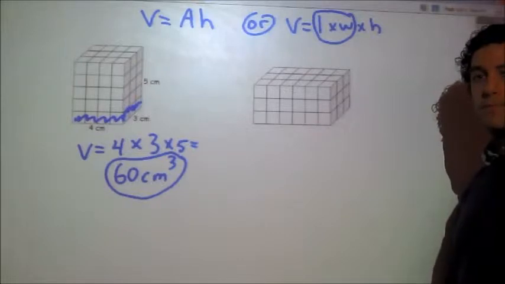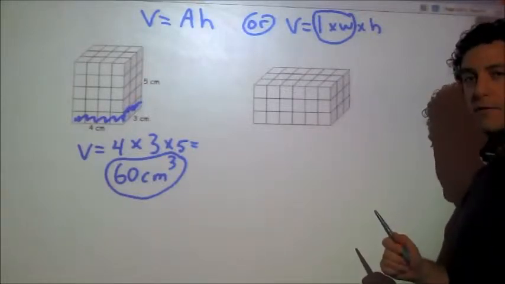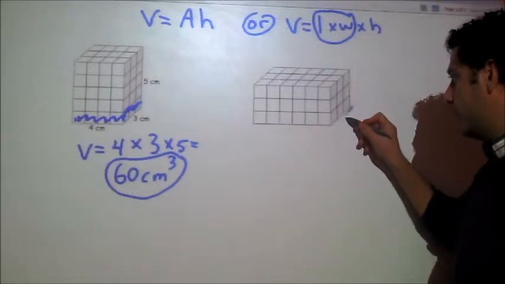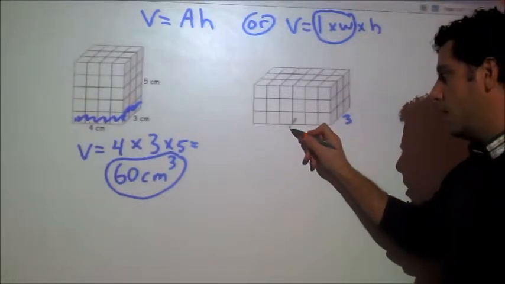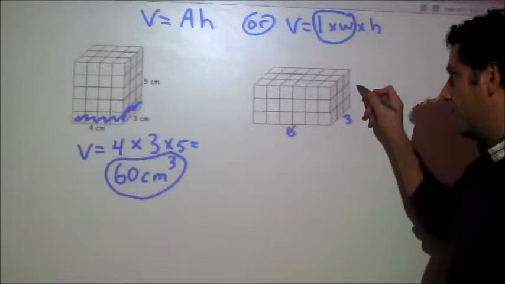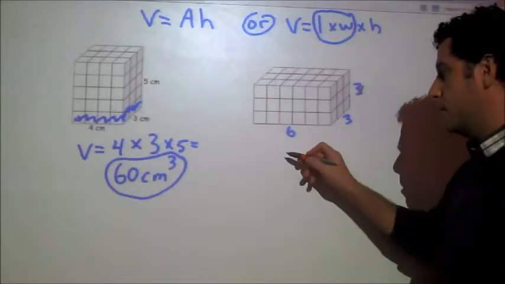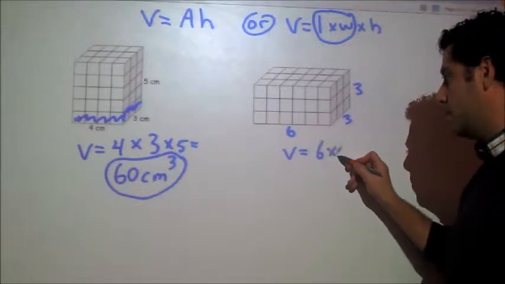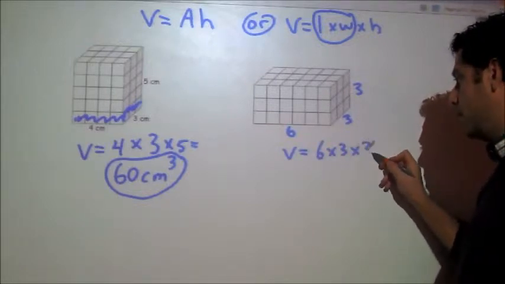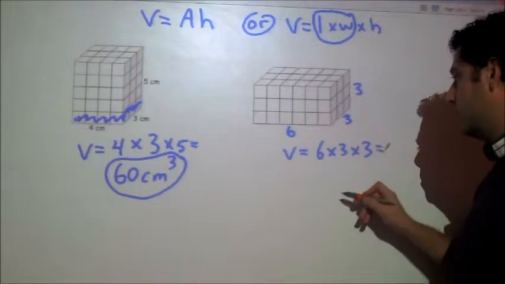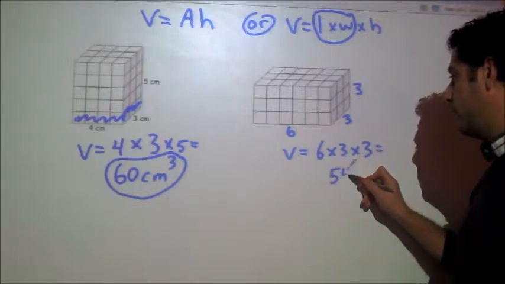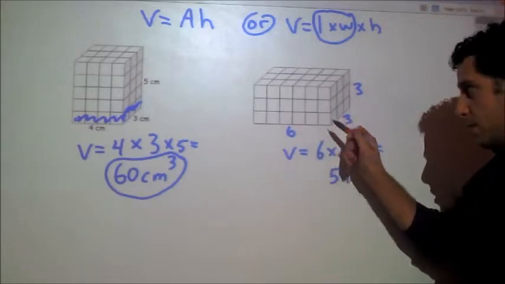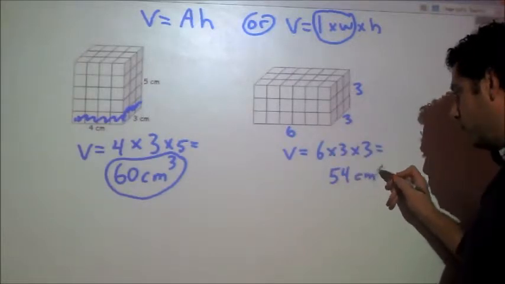How about the next one? Now, in this one, we actually are not given the dimensions, so we have to first figure those out. So we've got a width of 3, a length of 6, and a height of 3. So using our volume formula, we would multiply the length times the width times the height, and that would give us 54. So the volume is 54. Now, assuming these are centimeters, that would be 54 cubic centimeters.